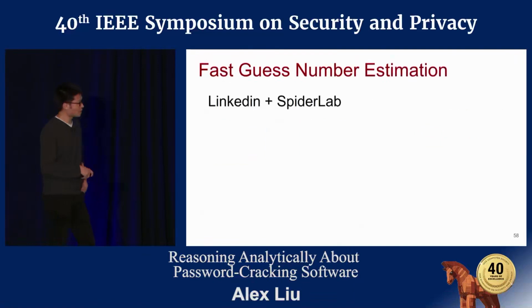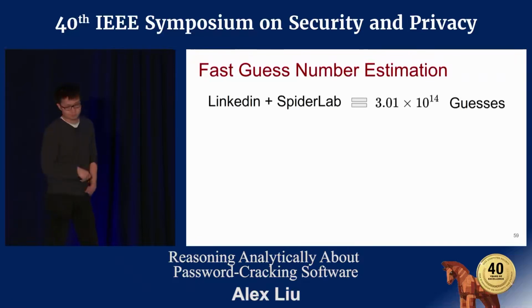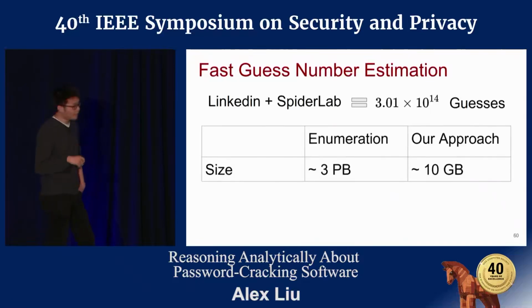We benchmarked our performance on real data. We used the LinkedIn password dump as our word list and a rule list called Spider Lab. Together, they will issue 3 times 10 to the 14 guesses. And if you enumerate everything once and save it to disk, it will take you 3 petabytes of data. Well, we only need 10 gigs of space.